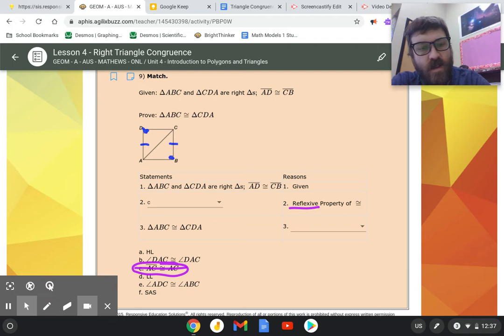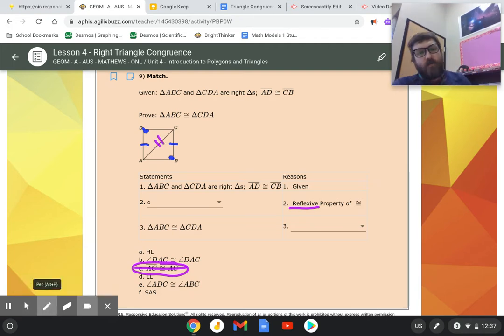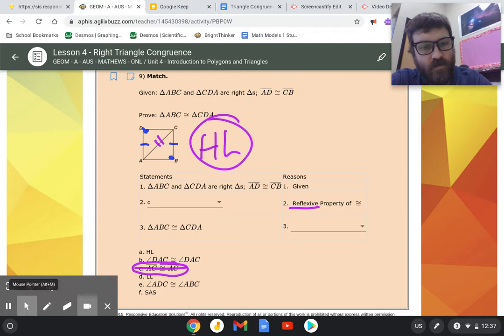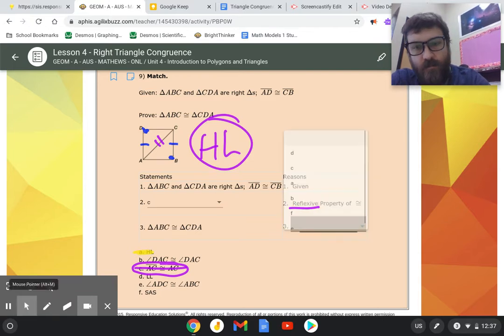Because we know that AC is congruent to AC. That's right here. And then we can prove the triangles are congruent because we have the hypotenuse, which is AC. That's the hypotenuse. And we have a leg. And so that's how we know it's going to be answer choice A.